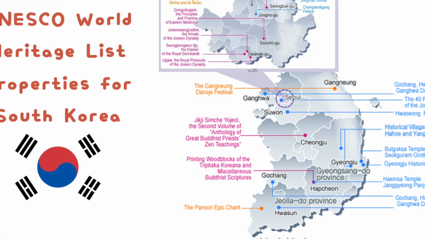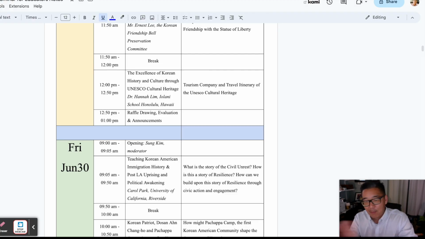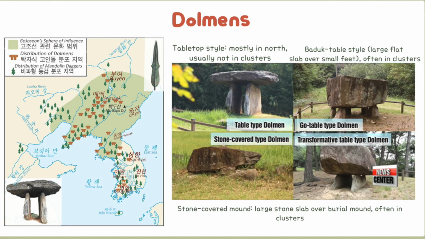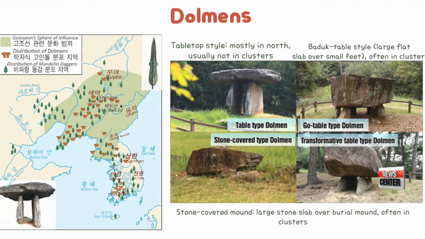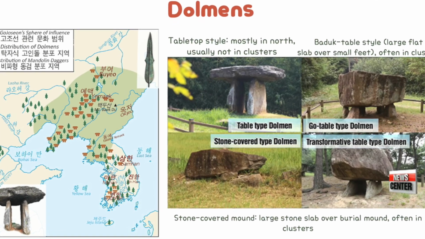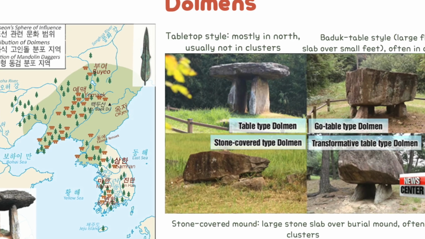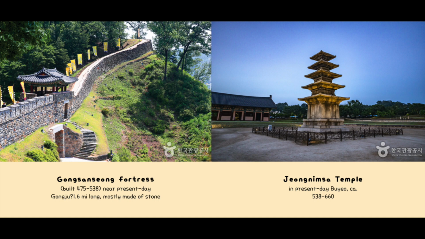What kind of activity might this look like in the class? There was that presentation which highlighted a number of different places, but perhaps the students will form a tourism company and a travel itinerary to visit these UNESCO cultural heritages and then present on them as though they were there on site. That could be a fun activity.